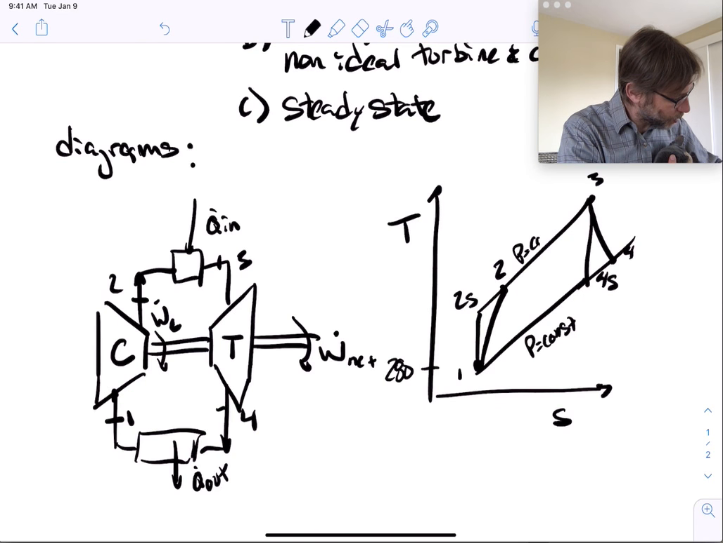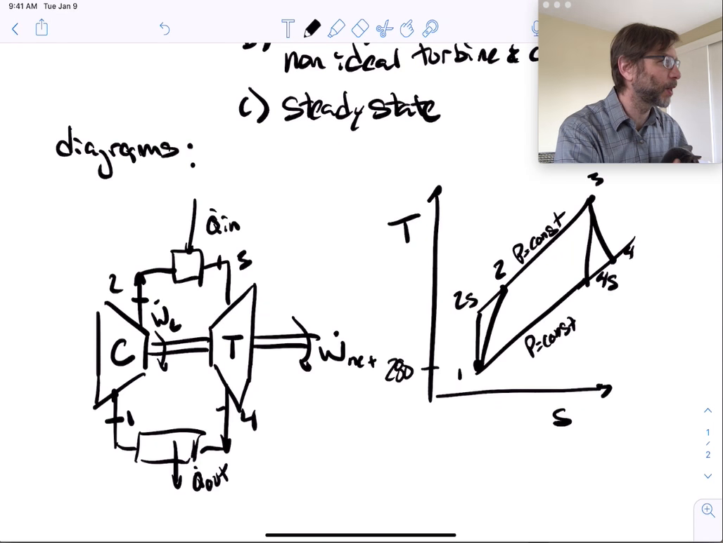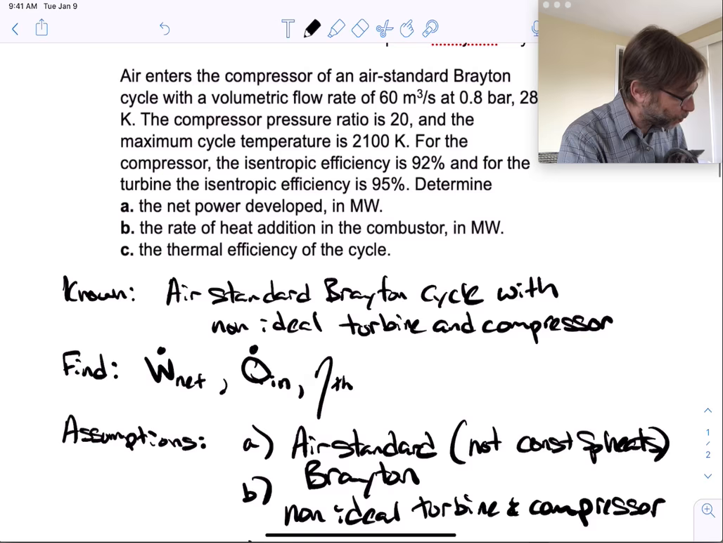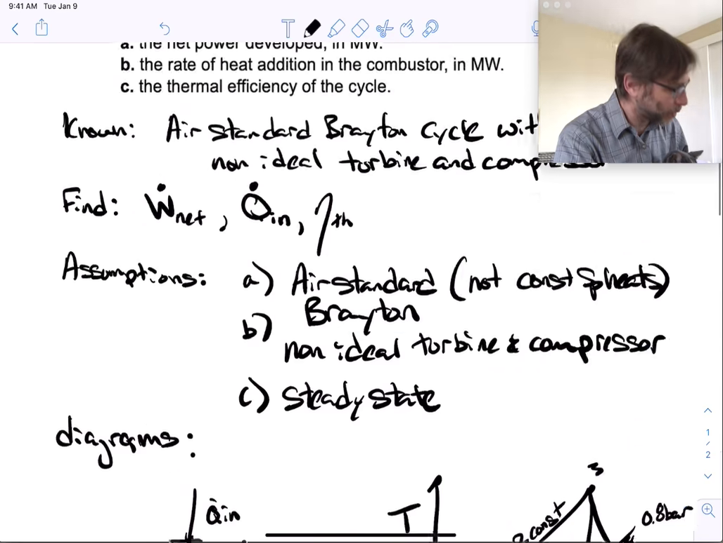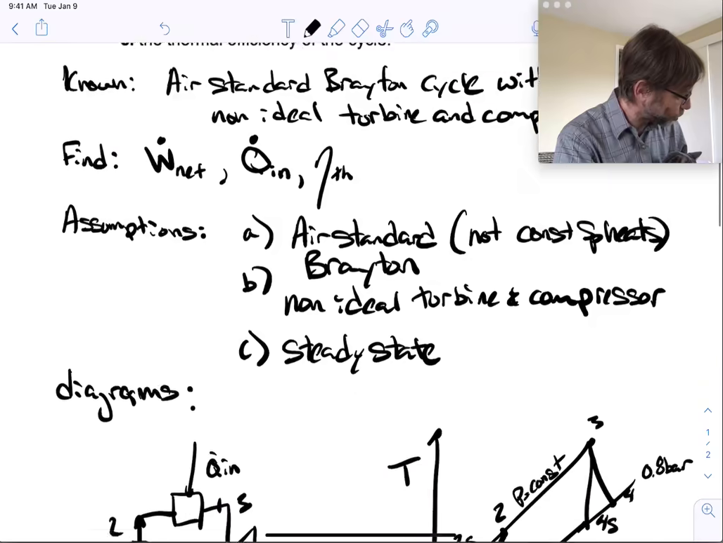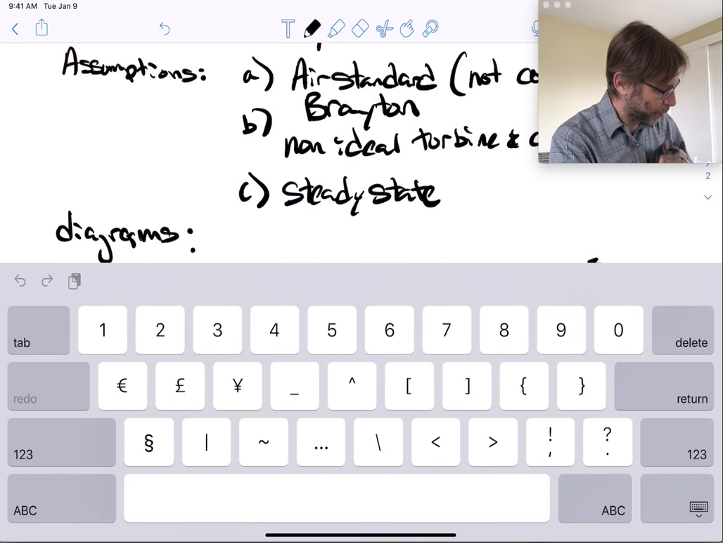P equals constant, right? So this one is at, what did I say? It's over a pressure ratio of 0.8 bar down here. And it's a maximum pressure of 20, so it's 20 times that.